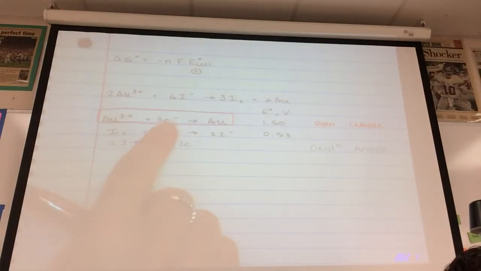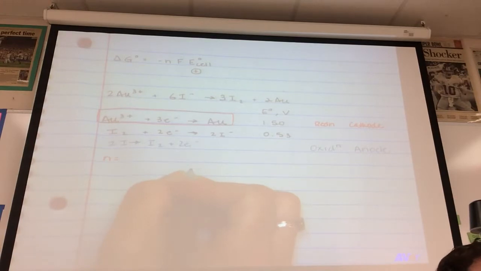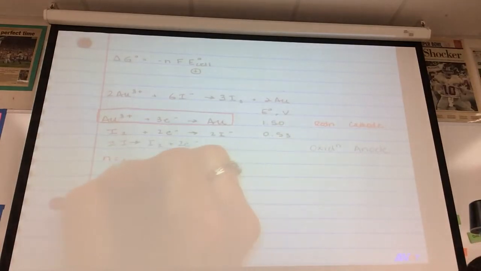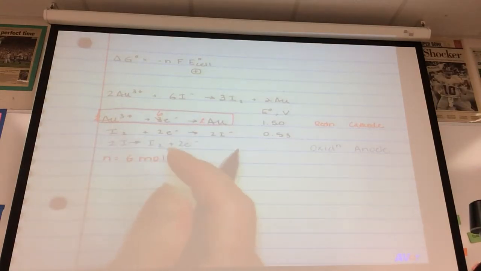Do the electrons match? No, they don't. How many total electrons is transferred? Please don't say 5. What is the least common multiple of 2 and 3? 6. So N is 6 moles of electrons. You would have multiplied this one by 2, and for this one, you would have multiplied by 3. And now you're seeing where those come into play.